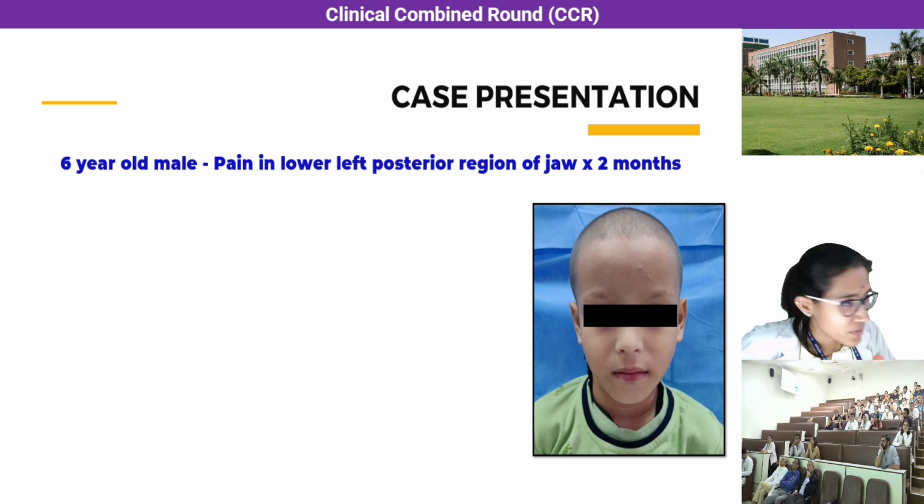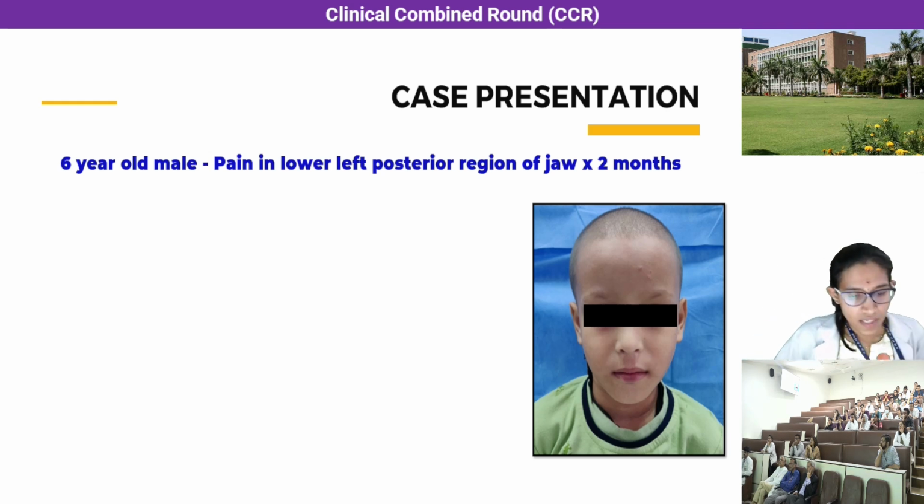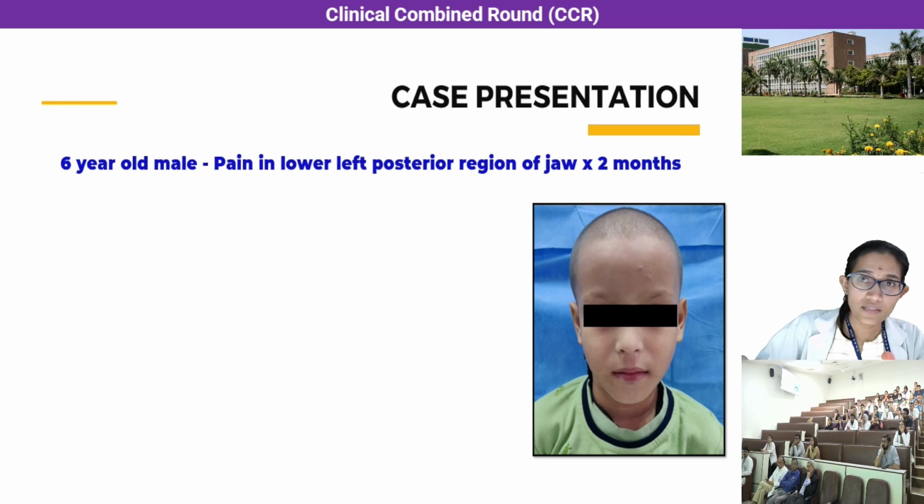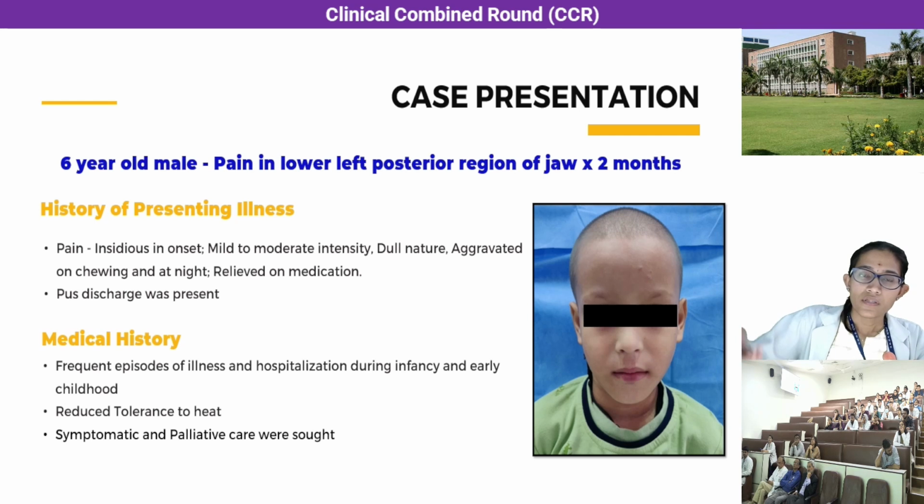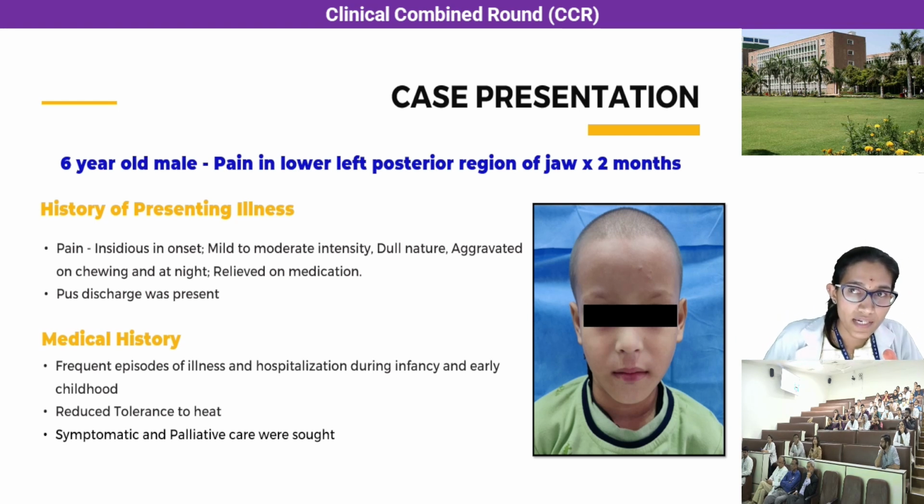Now moving on to the case presentation. This case presentation describes a child with Jalili syndrome who was diagnosed based on a series of evaluations. Initially, a 6-year-old male patient reported to us with pain in the lower left posterior region for the past 2 months. The pain was insidious in onset, mild to moderate intensity, dull in nature, aggravated on chewing and at night, and relieved on medication.